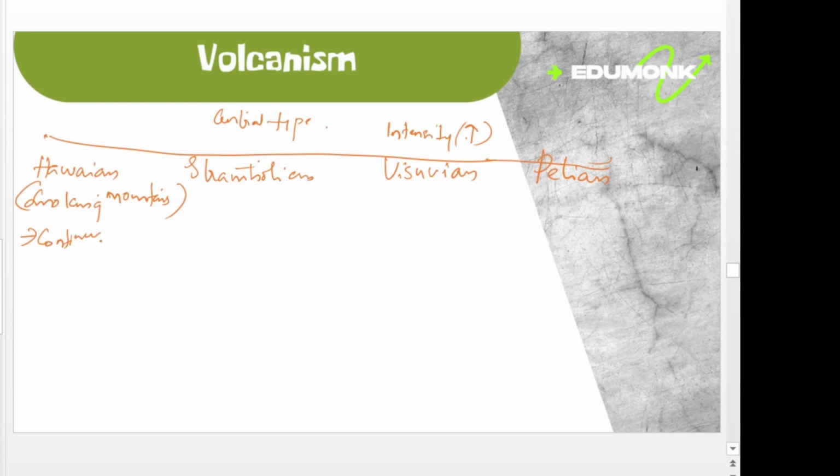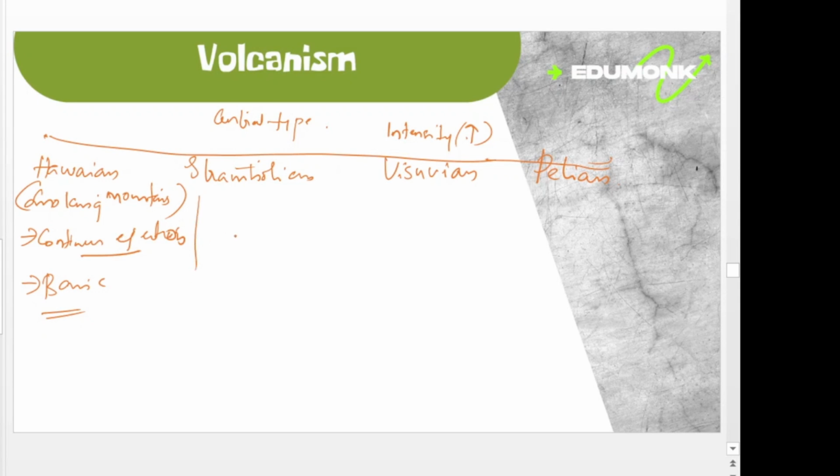Continuous ejection means there is no blockage in the fissures or the pipes through which magma comes out from the earth. We know that there are two kinds of magma, acidic magma and basic magma. Acidic magma solidifies very fast, and basic magma takes time to solidify. So there is continuous ejection of magma, so there is no blockage in these pipes. So we can say this is basic magma, and it is the least intense.